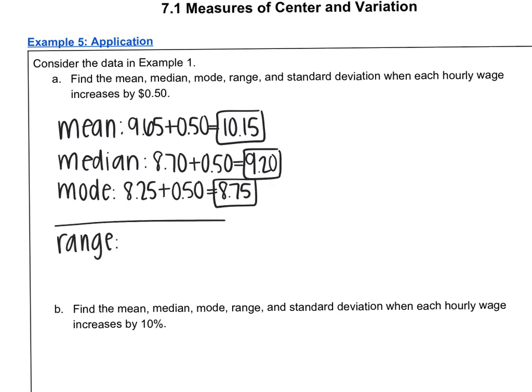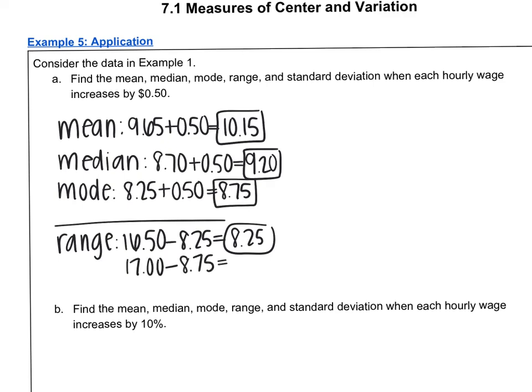The range will still be the highest value, which was $16.50, minus the lowest value, which was $8.25. The mode will be $8.25 either way, even if I add 50 cents to that. If you don't believe me, do it. It's $17 minus $8.75. Hey, guess what? It's still $8.25. The range doesn't change.